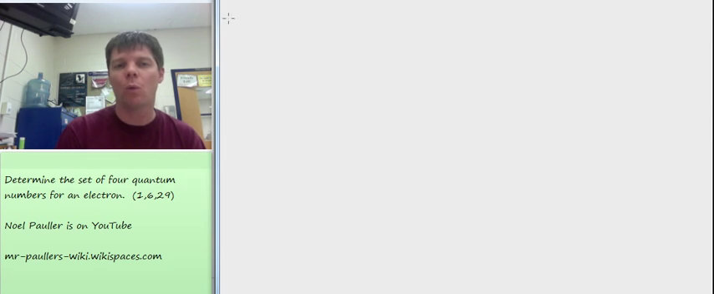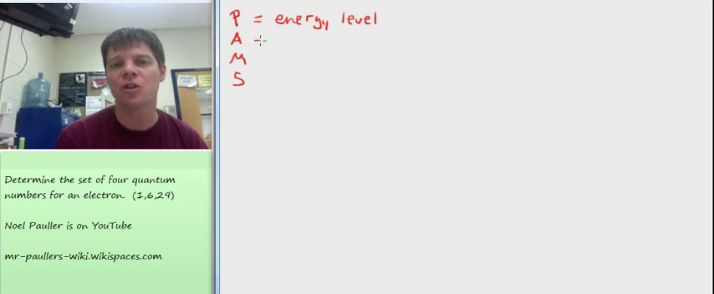Now let's think about what it means to write quantum numbers and what the different quantum numbers are. There's an acronym that I would encourage you to remember to work with this. It's PAMS. P is for principal. This is the first quantum number. It tells me the energy level that an electron is located in. A is for angular. This is the sublevel, which is the location of an electron.